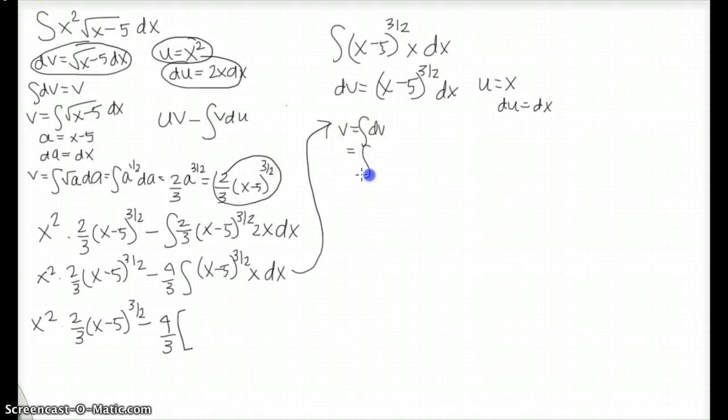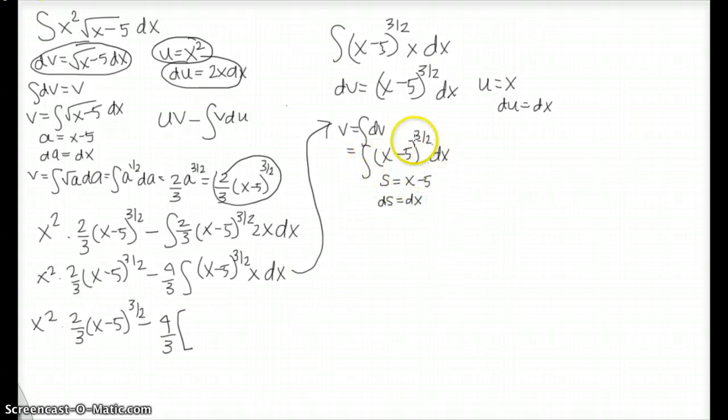So that's going to be the integral of (x - 5)^(3/2) dx. And to integrate this, we have to do u substitution again. I'm going to do s substitution this time, just so that we don't get all our variables mixed up. So I'm going to make what's inside here be equal to s, and then ds is going to be the derivative of this, which is just going to be dx.